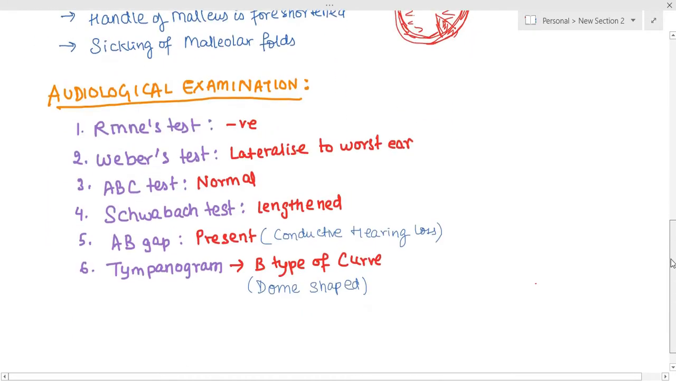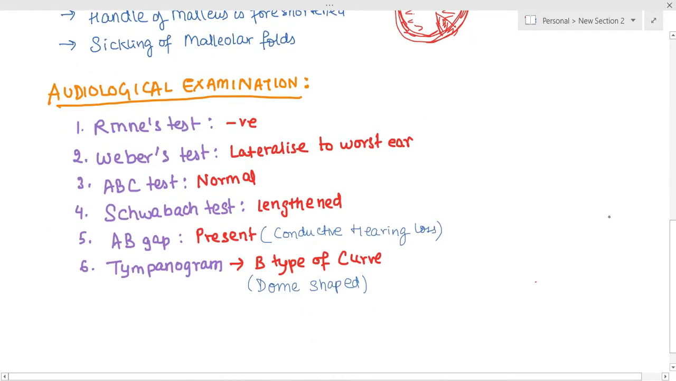Now on audiological examination, what do we find? The Rinne's is negative, which suggests conductive hearing loss. Weber's test lateralized to the worse ear. Okay, absolute bone conduction test is normal. Schwabach test is lengthened. On pure tone audiometry, there is an AB gap, and it suggests conductive hearing loss.